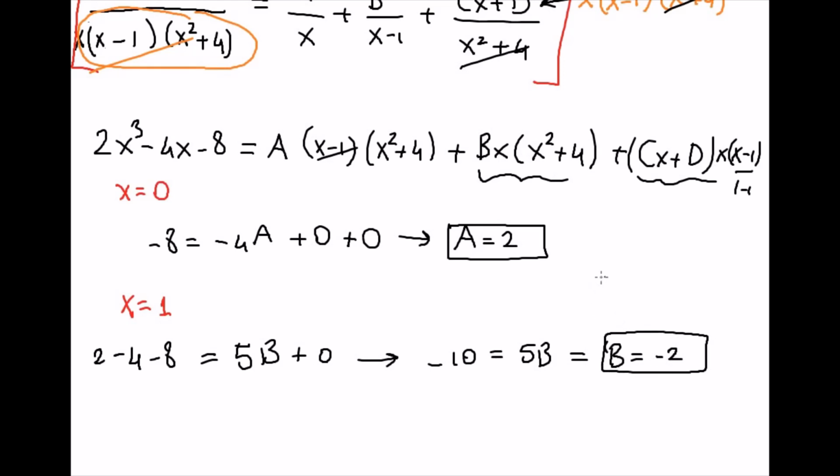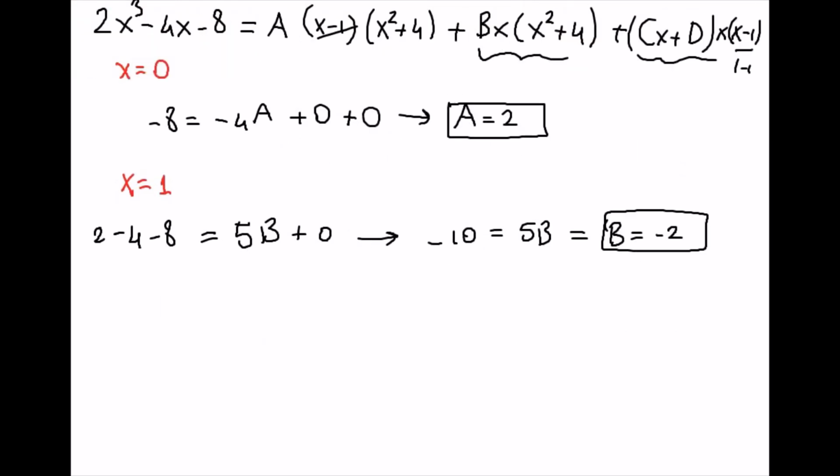Let's go ahead and solve for c and d. For c and d, we will again give two values of x and then solve a system of linear equations. Let x be negative 1. X is negative 1, so let's substitute all x's with negative 1.